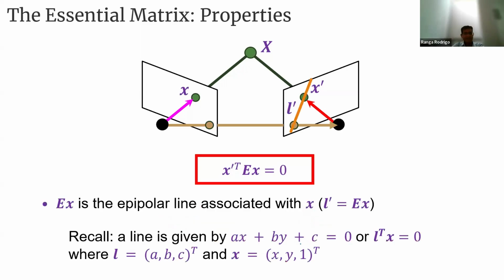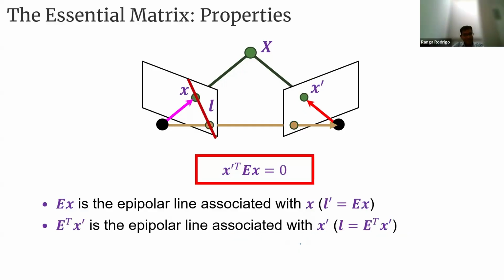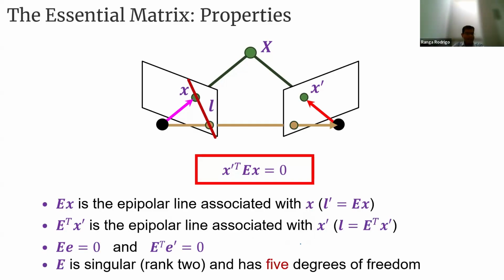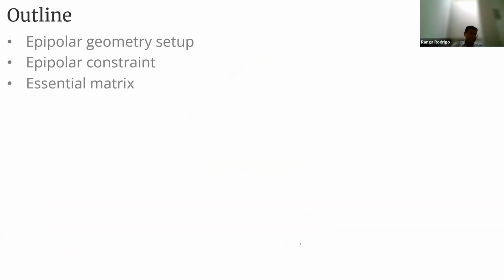So other things I will not go through. There are relationships for l prime and l, that means equations for the epipolar lines given x and x prime. There are equations, I will not go through them. It's a singular, rank 2 matrix and has 5 degrees of freedom. Yeah, that's the essential matrix. Now let's look at the fundamental matrix.